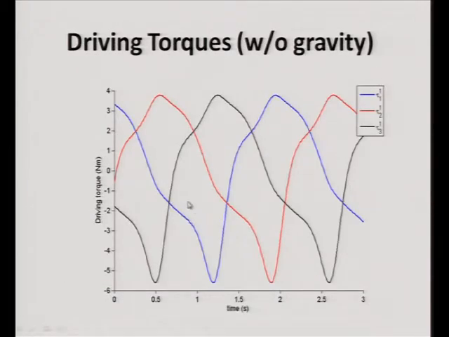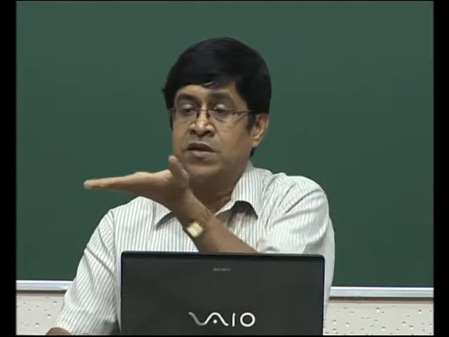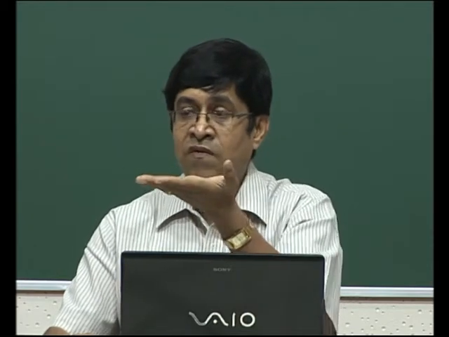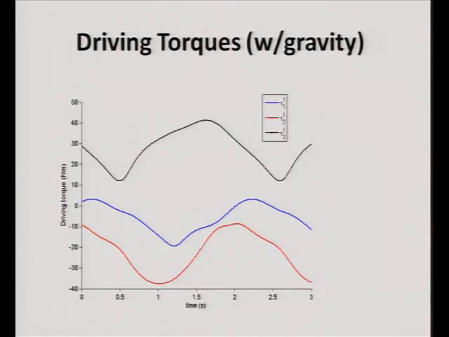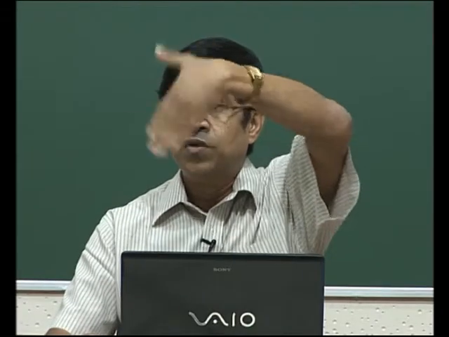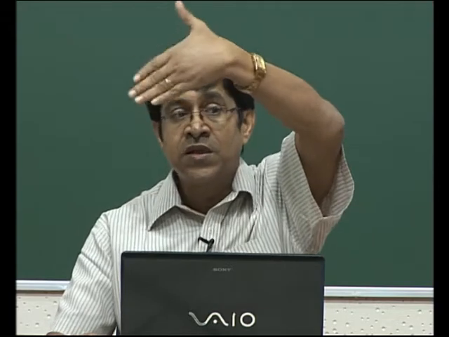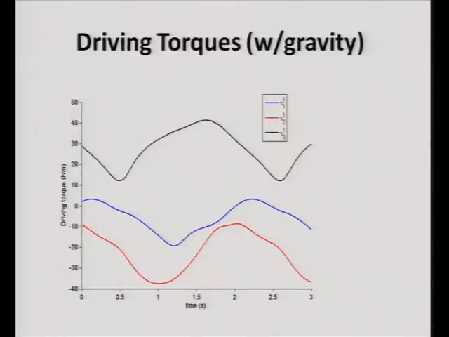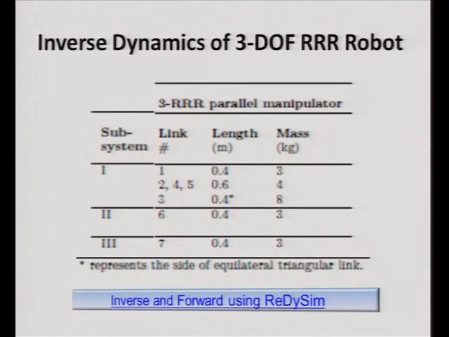So, these are the plots of the driving torque when the manipulator is moving on a horizontal plane like this. Okay. That is why you see the symmetric nature of all the driving torques. Then this one is vertical mode, this way, as you have seen on the screen. Okay. Now, I will show you the forward results, again going back to the same program.